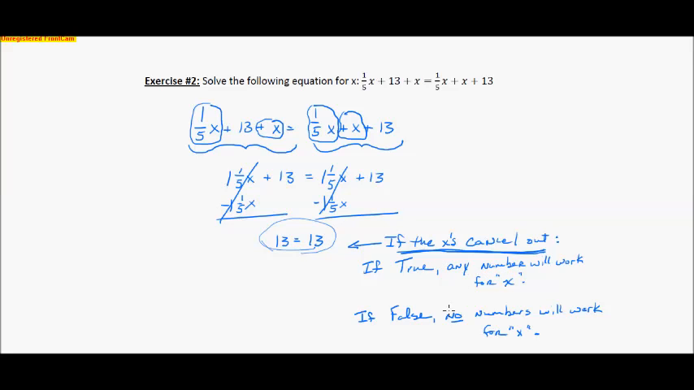And if we get something that is false, you know, 5 equals 10, then no numbers will work for x. You have no solution. I'm going to put that right down there too. That means no solution. Okay? So you may run into some that occur like that from time to time.